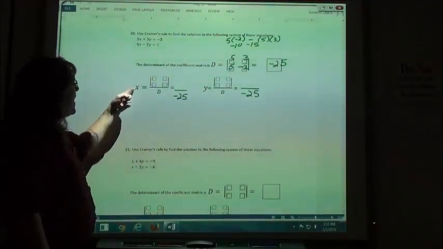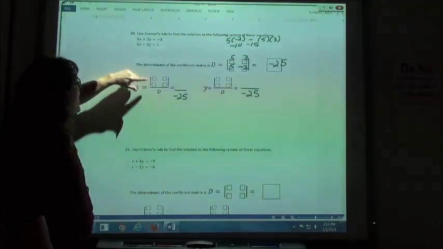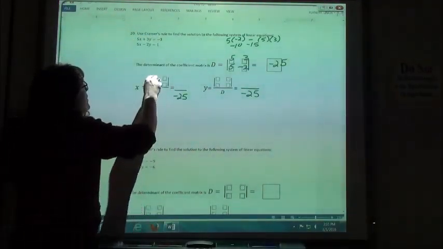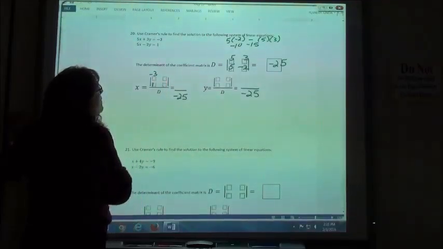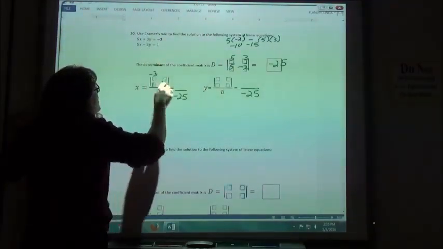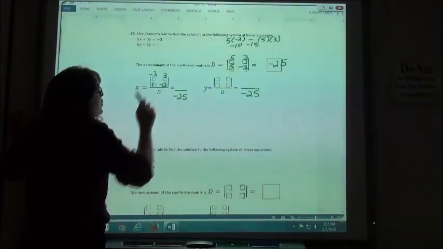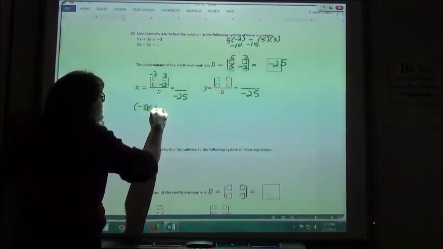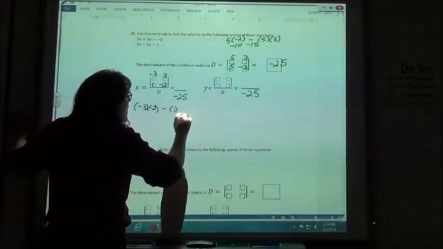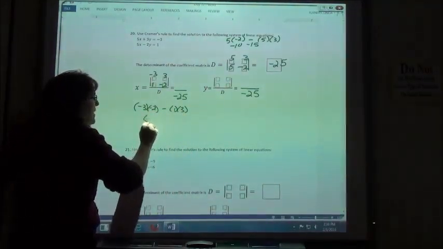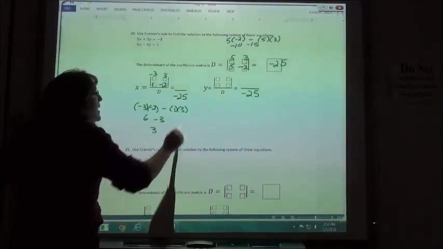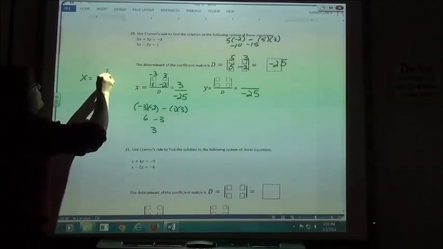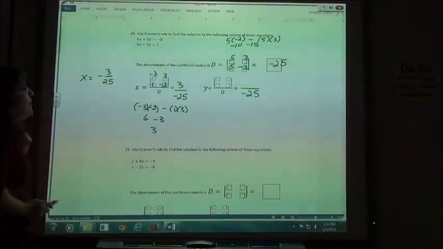So doing my x value, my determinant for x, replacing my x's with the negative 3 and the 1. So negative 3, 1 go in my first column. My y should be the same, so 3, negative 2. So my cross product, negative 3 times negative 2 minus 1 times 3. This is going to give me 6 minus 3, which is 3. Can't simplify that, so x is just negative 3/25.